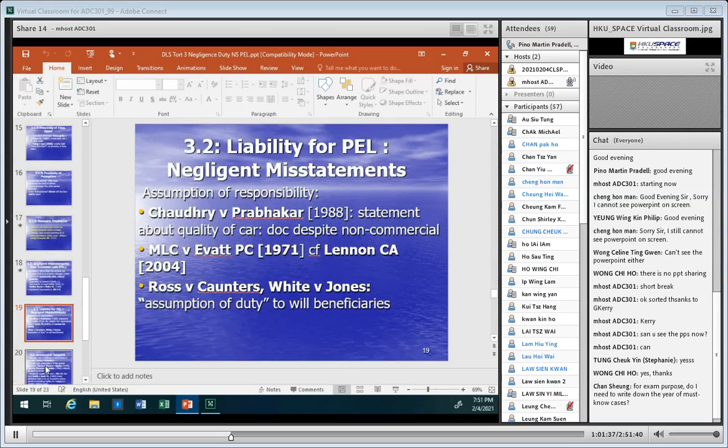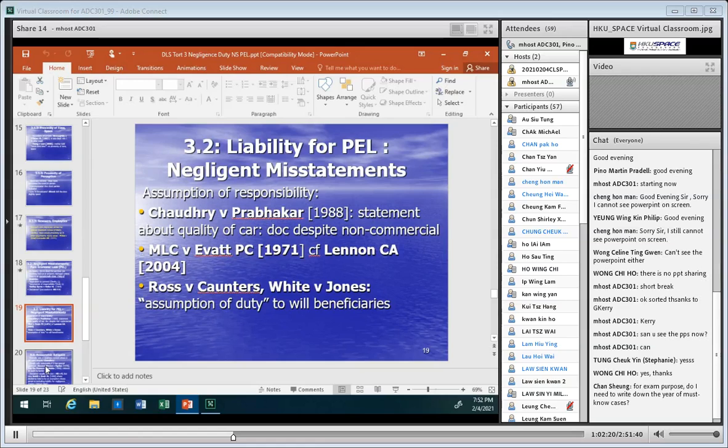So with regard to assumption of responsibility, Chowdhury and Prabhakar is the case in which the young man assumed responsibility for the statement he'd made that the car that the lady was going to buy was worth what she was paying for it. I haven't got the figures, but let's say he said it's a good car, so she pays 50,000, equivalent of 50,000 Hong Kong dollars, it's only worth 30,000, whatever, okay? So he assumed responsibility, and there was reasonable reliance on that statement by the young lady, and so the court found that there was a duty of care owed.